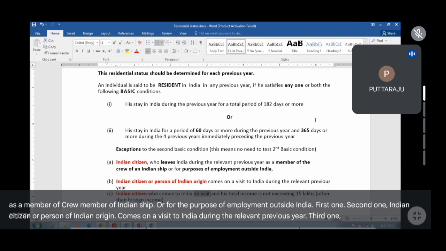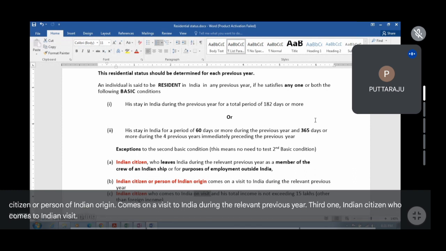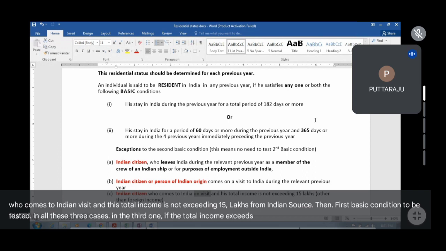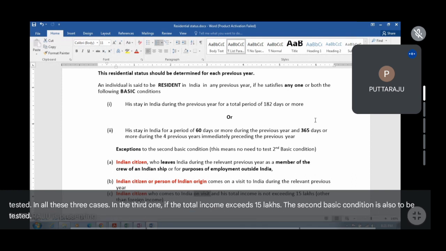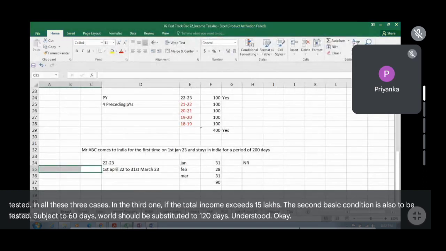Third one: Indian citizen who comes to India on visit and his total income is not exceeding 15 lakhs from Indian source. Then the first basic condition is to be tested in all these three cases. In the third one, if the total income exceeds 15 lakhs, the second basic condition is also to be tested, and the words subject to 60 days should be substituted with 120 days. Understood? Yes, sir.